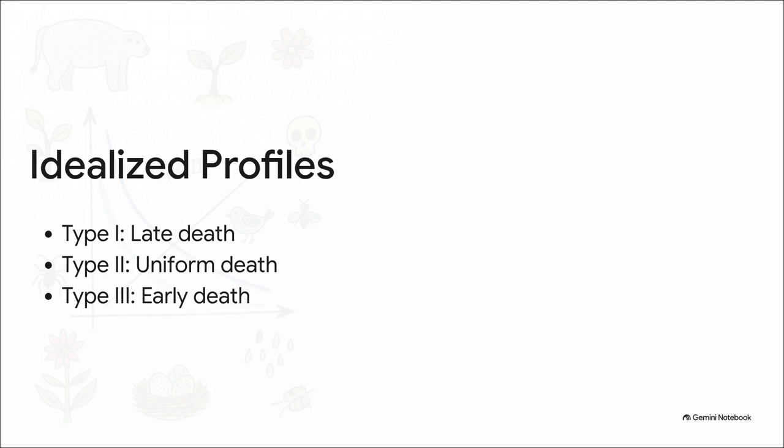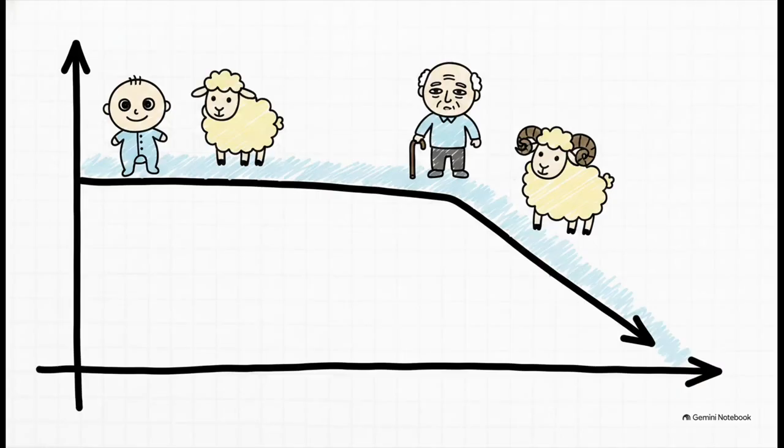We can think of them as our 3 idealized suspect profiles: Type 1, Type 2, and Type 3. Let's dig into each one. So, moving to our first profile, the Type I curve.